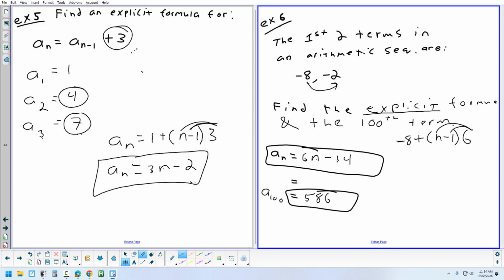All right, any question on that one? Where do you get the 6 from? The 6 on the outside, that's the common difference. It's what you add each time to get from one term to the next.